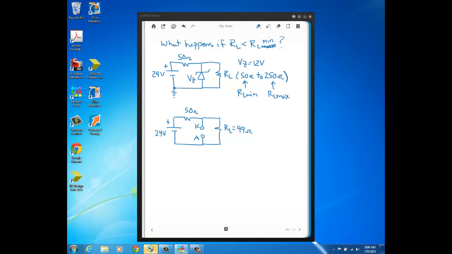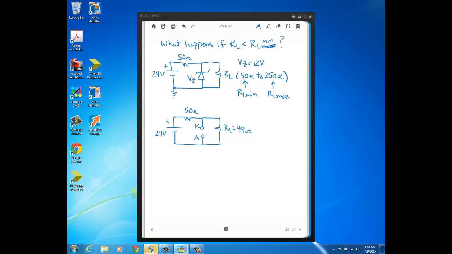In the next video we'll look at what occurs when RL is greater than RL maximum, but right now we want to see what happens when the load resistance is less than this minimum resistance in the specified range. So this is the same example as the previous video: 24 volt voltage source, 50 ohm resistor. Here's our Zener diode in parallel with the load, and the Zener voltage is 12 volts. The easiest way to answer this question is to just choose a value of RL just below RL minimum. So I chose RL to be 49 ohms.